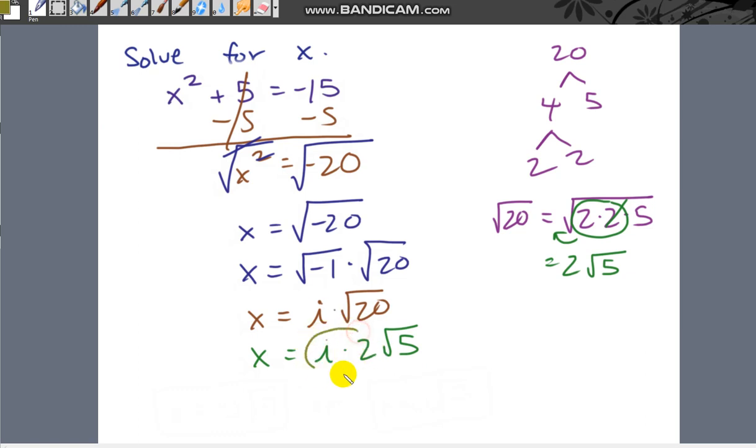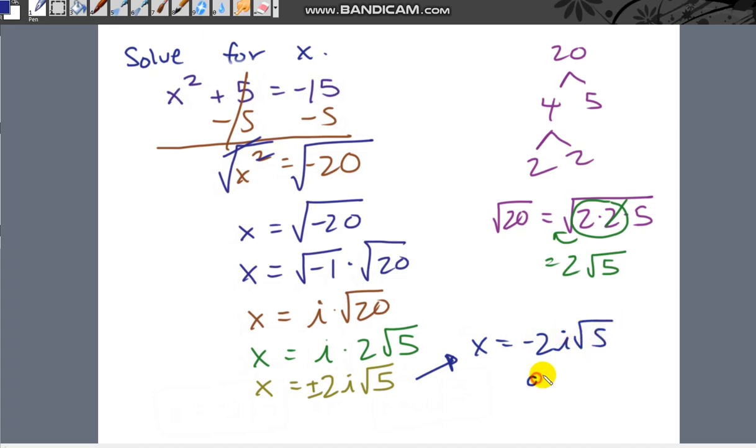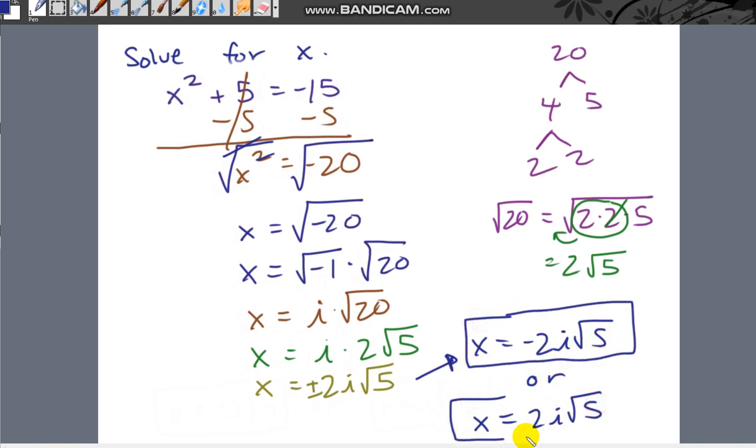Like I told you earlier, you can rewrite this as 2i times the square root of 5. And another thing I mentioned earlier: anytime you take the square root of something, you want to consider both the positive and negative solutions. So x can equal negative 2i times the square root of 5, or x equals positive 2i times the square root of 5. So these are two imaginary solutions that come out of this. Alright, so let's do another example.